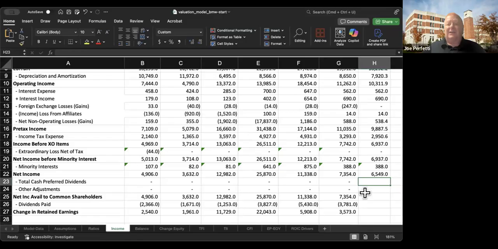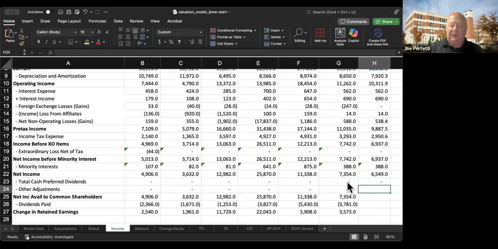Cash preferred dividends. Now, BMW does not pay preferred dividends, but another company might. So whatever dividends they were paying, they're going to keep paying. So for cell H23, equals G23, setting it up as a placeholder.